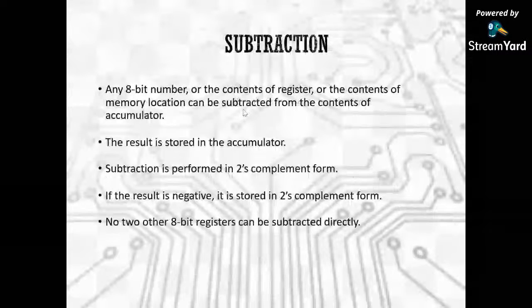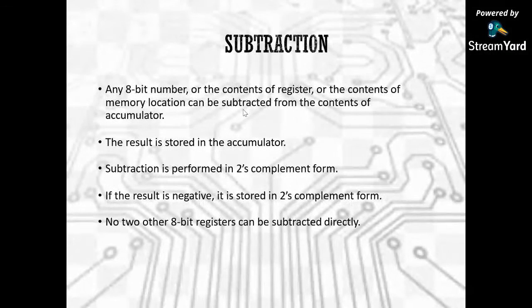Subtraction. Any 8-bit number, content of register or content of memory location, can be subtracted from the contents of accumulator. The result is stored into the accumulator as usual. Subtraction is performed by 2's complement form. If the result is negative, it is stored in the 2's complement form. No two other 8-bit registers can be subtracted directly.